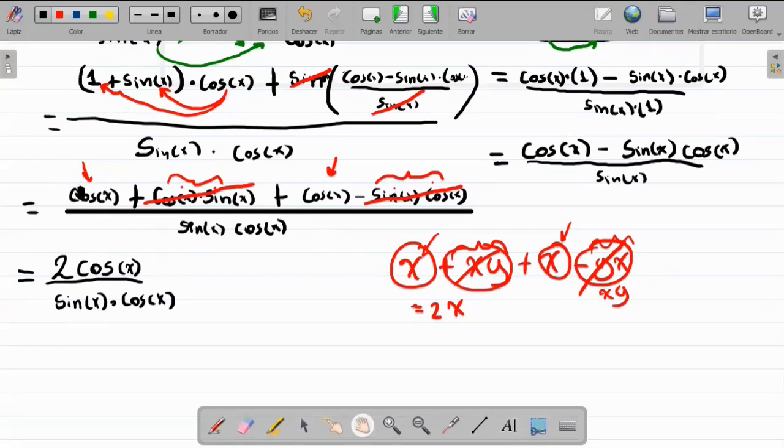Why? Because we don't know the value of cosine of x, inclusively. We don't know the angle x. So that's why it behaves like that. So what is the next thing that we should do in this exercise now? I want to hear your idea.